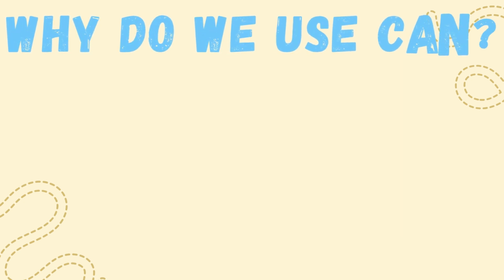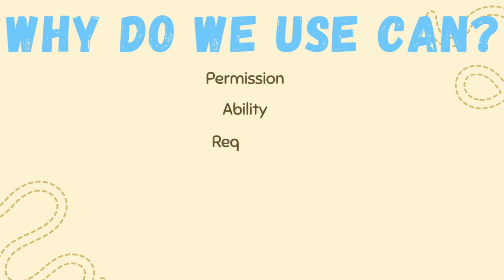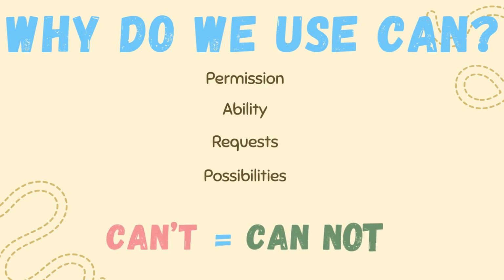You might hear that the word can is called a modal verb. This just means that it's a helping verb. It works with another verb in a sentence to talk about things like permission, ability, requests, or possibilities. Can't is short for cannot. It's the negative form of can.